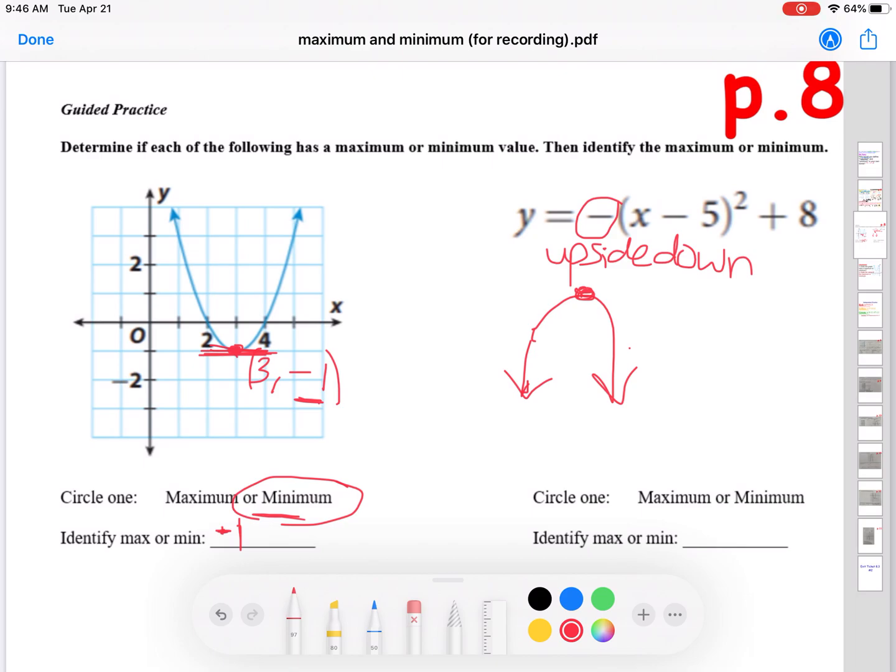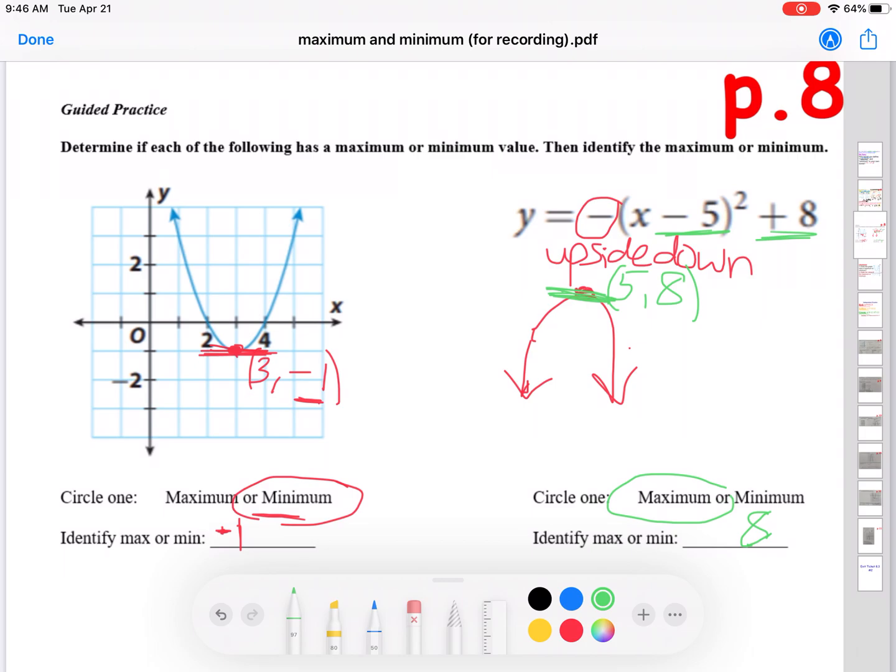Identifying the vertex from our vertex form here, it's the opposite of h inside the parentheses and then k right here. So our vertex would be (5, 8). Again, because this graph is upside down, that means that our vertex here represents a maximum because it would be the greatest value on the graph. And the y coordinate of our vertex here would be 8.